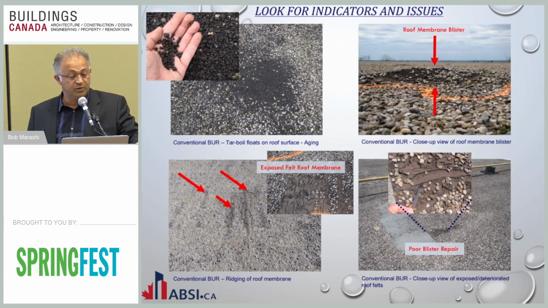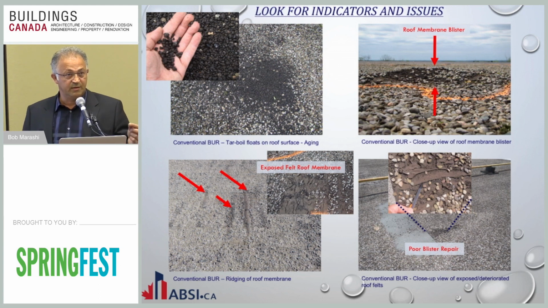On built-up bituminous roofs with pea gravel, if you see pebbles of asphalt on the surface of the roof, that's what's called a tar boil. Asphalt is lighter than water and gravel, density-wise. As it ages, it comes out of the roofing system and dries out. As it dries out, it comes to the surface as pebbles, and it starts to float when it rains, and it collects on low spots.